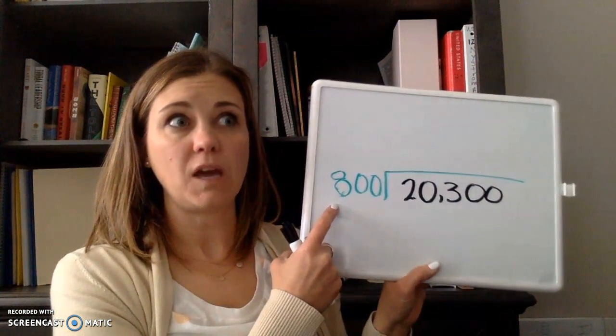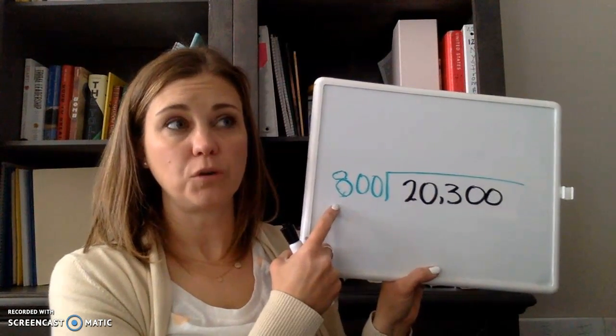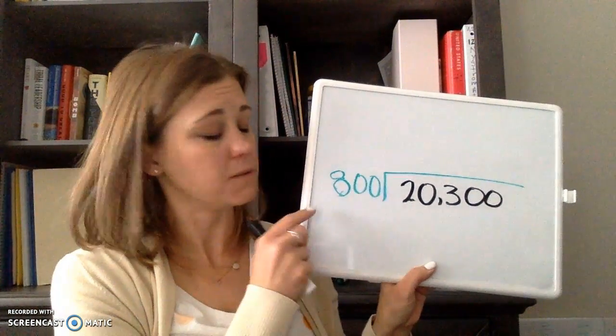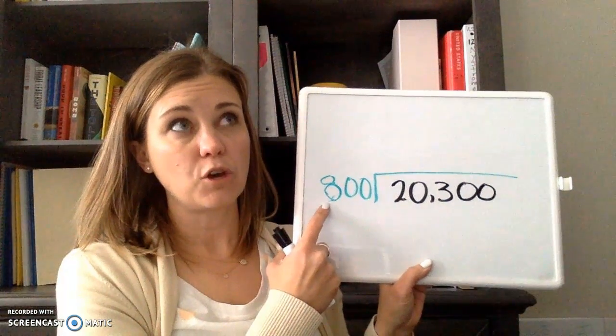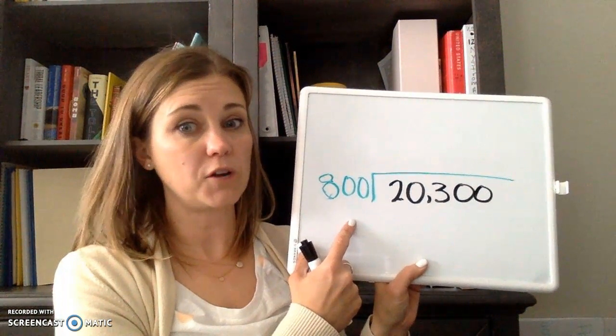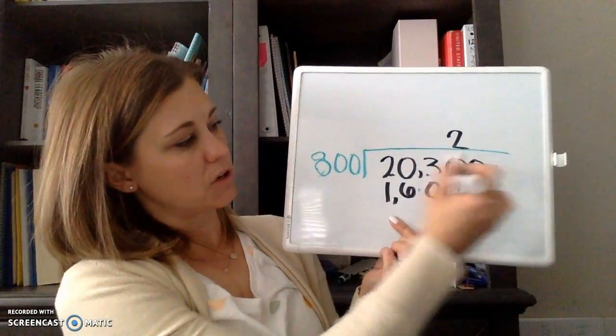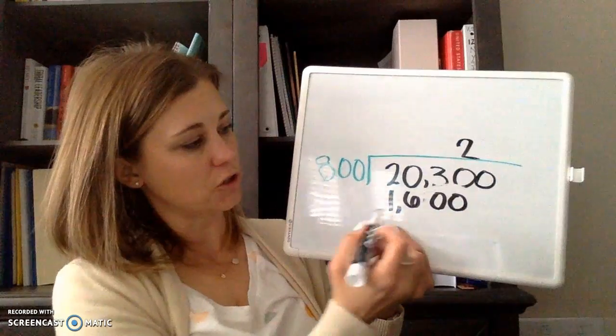800 times 1 would be 800. 800 times 2 would be 1,600 because 8 times 2 is 16, and then I add those 2 zeros on the end. And then 800 times 3 would be 2,400. Well, that's too high. So I know that I want to start with my 2. So I'm going to put my 2 up above. I got a little sloppy here. Let me fix it. Okay, so I put my 2 up above this 0 because that's what I'm working with. I'm working with 2,030 right now.